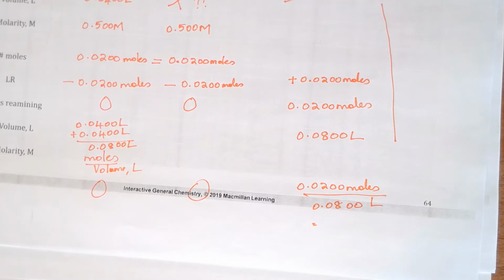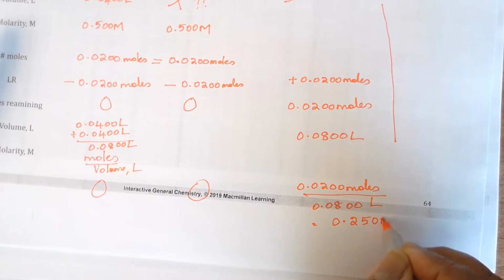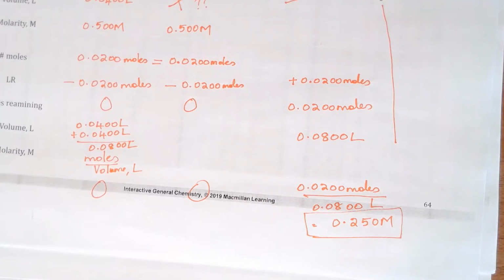So, did y'all get a number already? Let's see what I should have here, 0.02 divided by 0.08. I get 0.25 molar. See, the initial concentration of the acid is 0.500 molar. Now you have the same amount of the formate, but the volume has doubled, so you have half the concentration. But this is of the conjugate base.